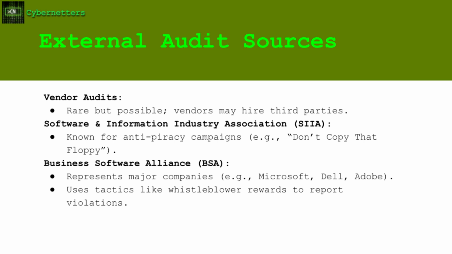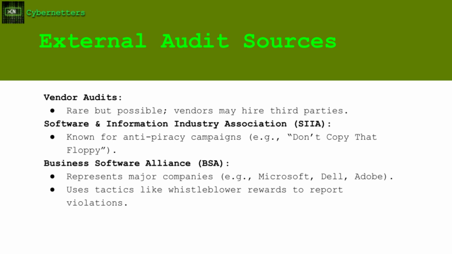The second one is the Software and Information Industry Association, or SIIA. This group is known for anti-piracy efforts like their famous campaign, Don't Copy That Floppy. They act on behalf of software vendors to enforce compliance. The third one is the Business Software Alliance, or BSA. The BSA represents big companies like Microsoft, Dell, and Adobe. They are known to use aggressive tactics like offering whistleblower rewards, money for employees who report licensing violations at their companies.